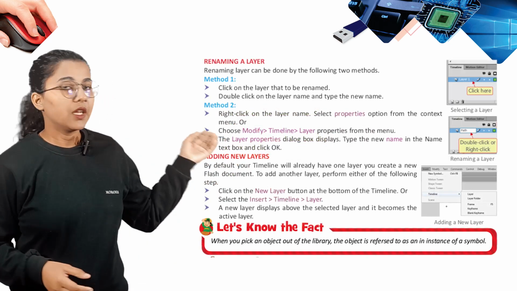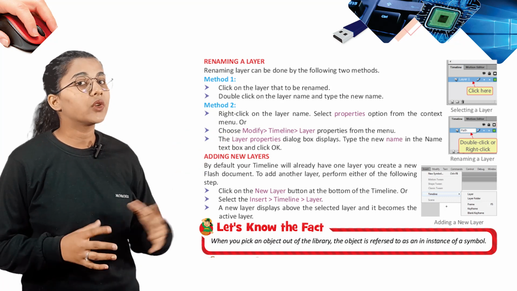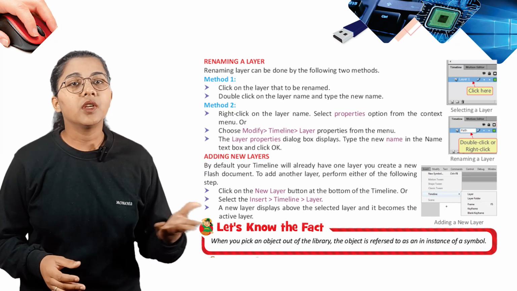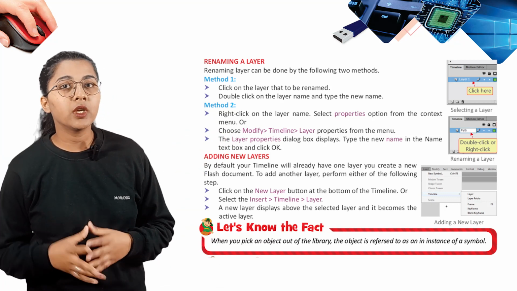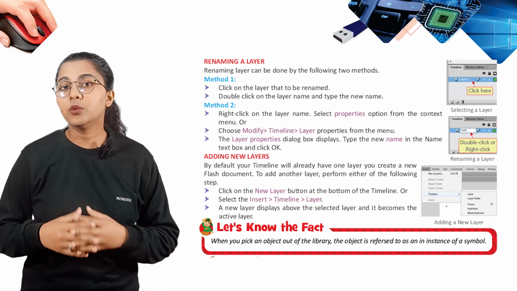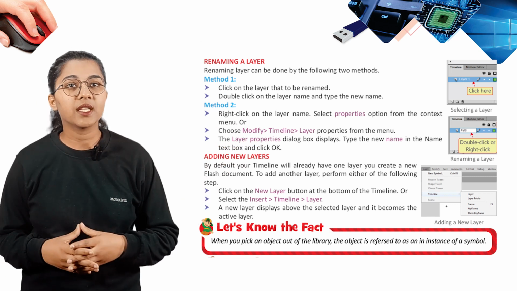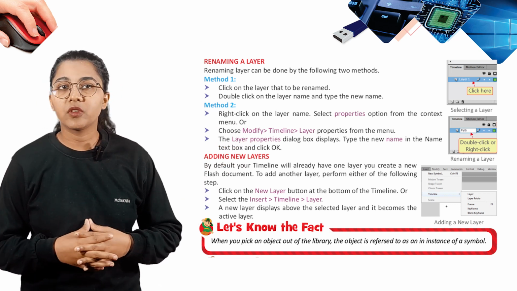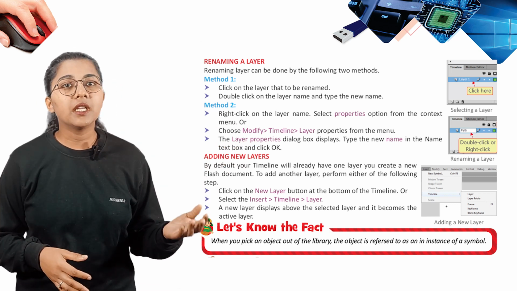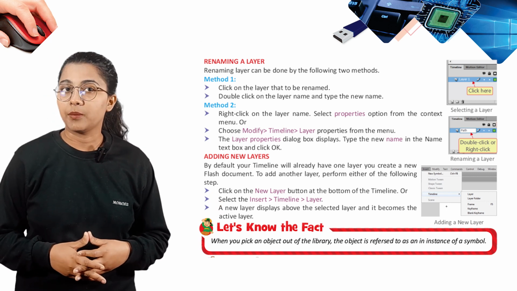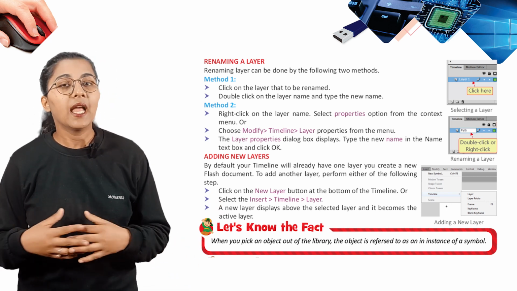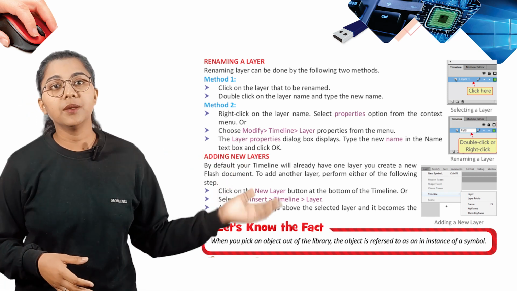Here you can see renaming a layer. So how will you rename your layer? Let's read. Renaming a layer can be done by the following two methods. There are two methods to rename your layer, and here is method number 1. That is, click on the layer that is to be renamed and then double click on the layer name and type the new name. So this is our first method, and let's read our second method.